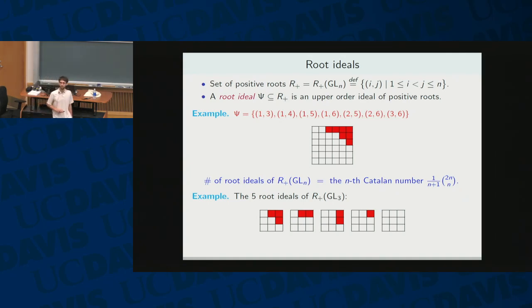Perhaps you're familiar with the more common thing that enumerates Catalan many objects, Dyck paths. If you take the bottom left border of a root ideal and rotate it 45 degrees, then you get a Dyck path.